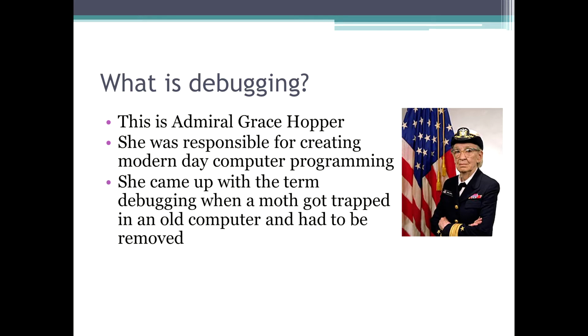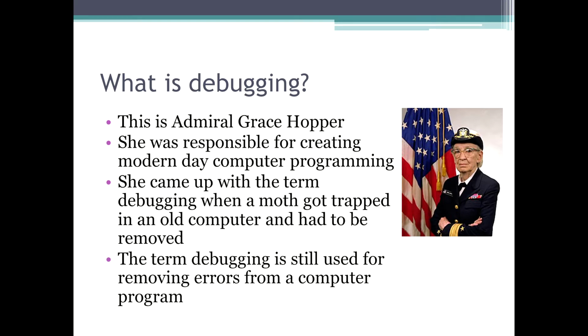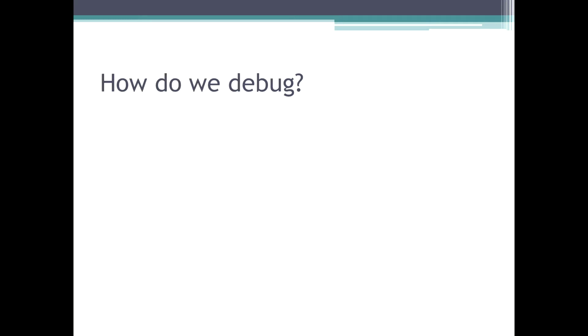And this happened in a very old computer that used lots of valves and vacuum tubes and stuff, and took up about the size of a room. It was enormous and it wasn't working. And she found out it wasn't working because a moth had got stuck in and had jammed a piece of equipment. So debugging was getting that moth out of there. And we still use that term debugging for when something isn't working and we're going to get rid of the error. So how do we debug?